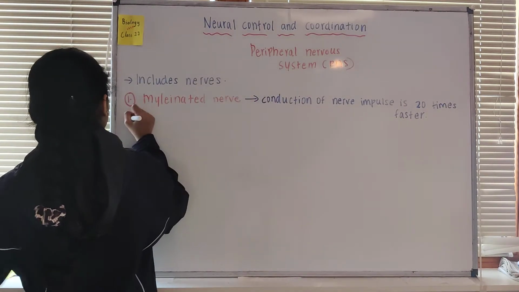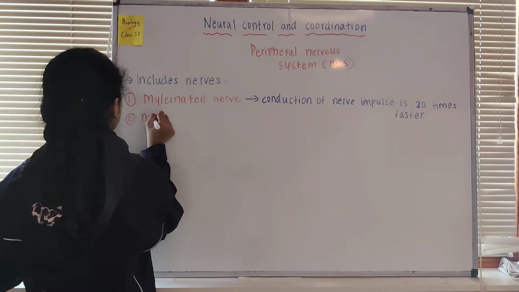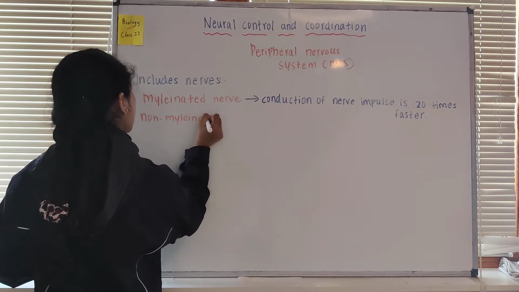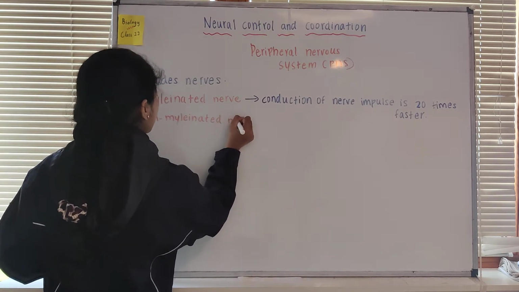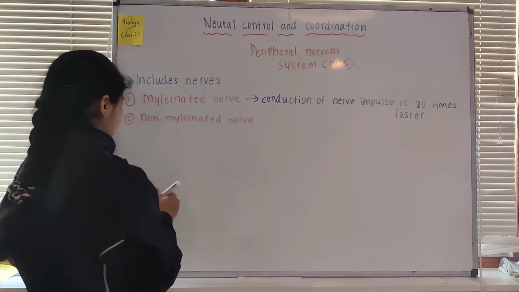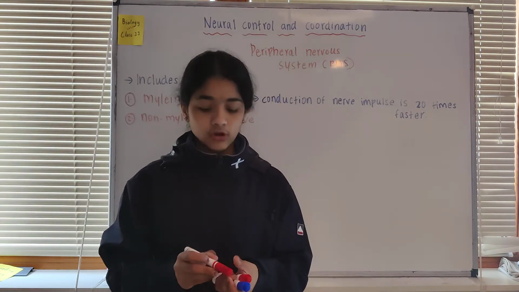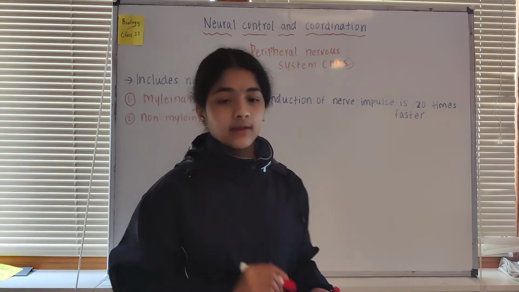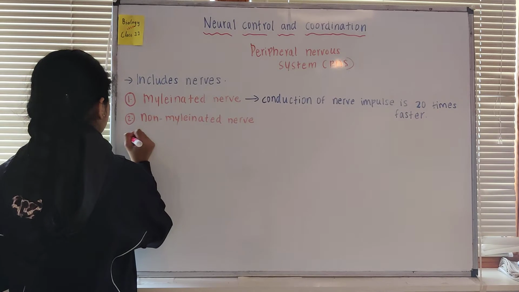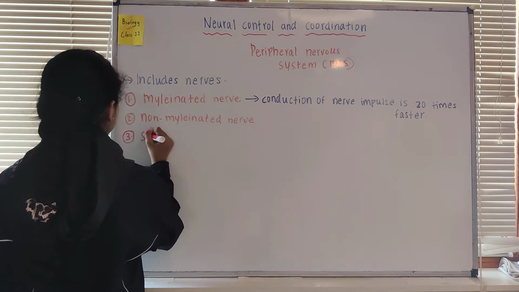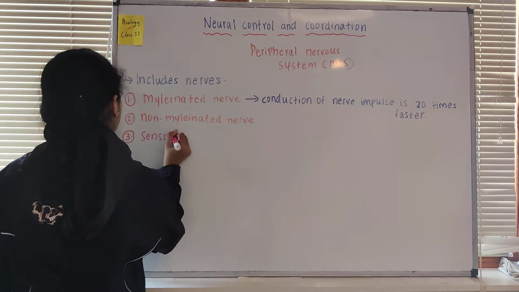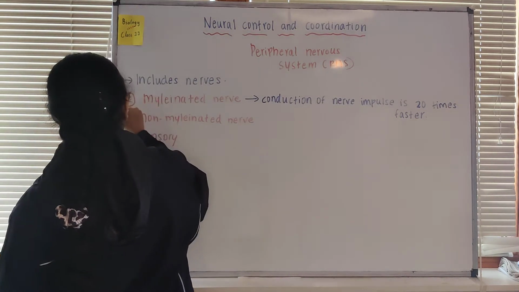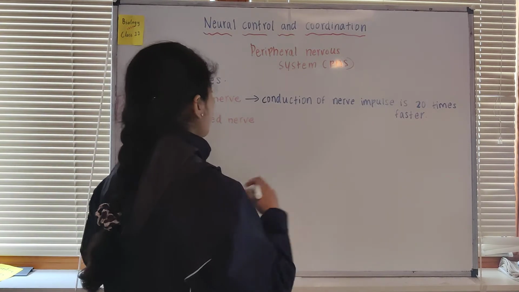The second type is called the non-myelinated nerve. A non-myelinated nerve is the type of nerve where the myelin sheath is not present. If the myelin sheath is not present, there is an absence of the nodes of Ranvier as well. So the myelinated nerve and non-myelinated nerve are classified on the basis of presence or absence of the myelin sheath.